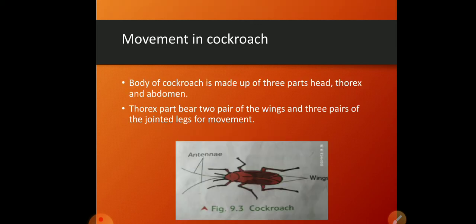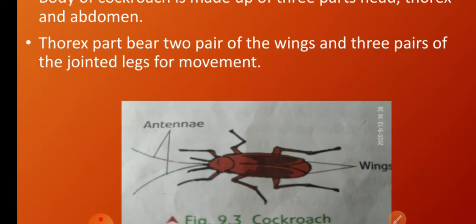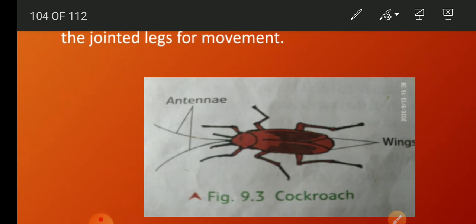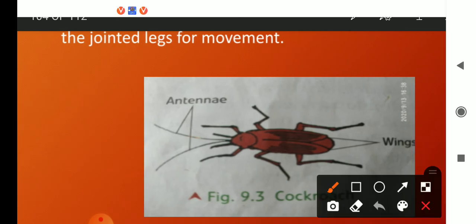The first is the movement in cockroach. A cockroach can walk, run, climb, and even fly short distances. The body of the cockroach is made up of three parts. First is the head. You can see in this diagram, I can enlarge it. This portion is called the head portion. Then next is the thorax. This one is the thorax, and the last one is called the abdomen.